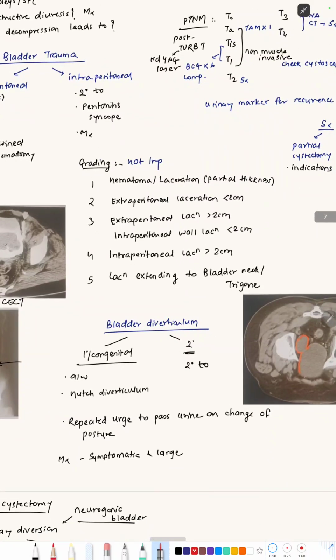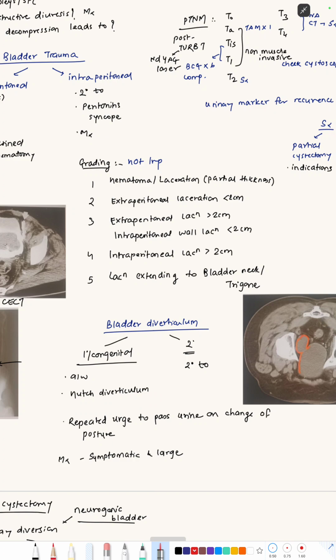The next is bladder diverticulum. Bladder diverticulum is nothing but the outpouching of the bladder. It can be either primary or congenital in nature, or secondary. The primary or congenital bladder diverticulum is associated with herniation of the mucosa, and it is also called the Hutch diverticulum, while the secondary diverticulum is called the pulsion diverticulum.